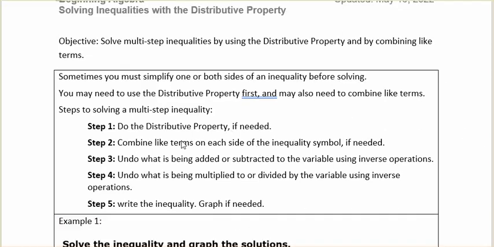Sometimes you need to do one of these, sometimes both. So here's our steps. First, if you can do the distributive property, go ahead and do that first. Step 2 would be to combine any like terms on each side of the inequality symbol. And again, that's not always needed, but it might be. Step 3 is to undo what is being added or subtracted to the variable, and we do that by using inverse operations. Step 4 is to undo what is being multiplied to or divided by the variable using inverse operations. And then for step 5, write the inequality graph if you need to. Check your work. That's what's in the last step there.